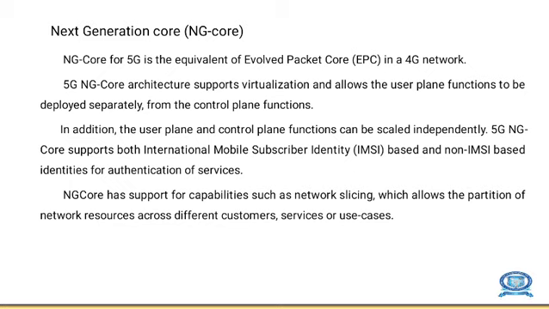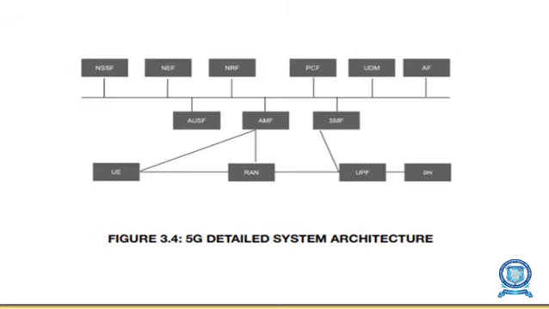You will have an NSSF, NEF, NRF, PCF, UDM, AUSF, AMF, SMF, UE, RAN, UPF, and CN. So what does this consist of?